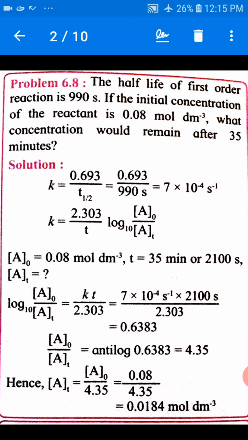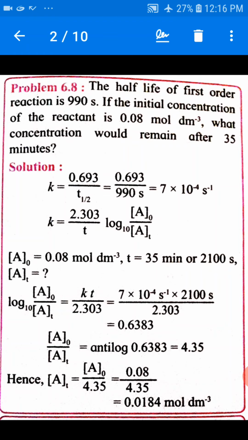Log base 10 of A0 upon At equal to kt upon 2.303. Therefore, on substituting the values of k and t, that is 7 into 10 raised to minus 4 per second into 2100 seconds upon 2.303, we get the value 0.6383. Therefore, A0 upon At equal to antilog of 0.6383, which is equal to 4.35.